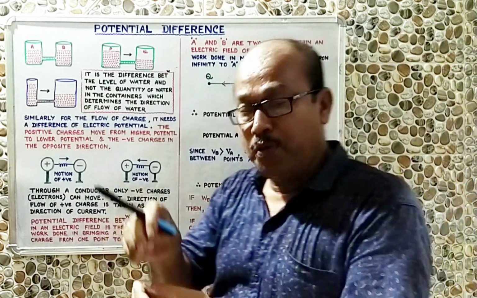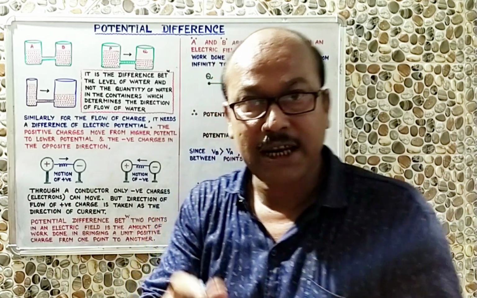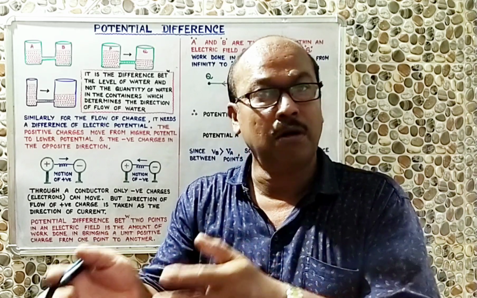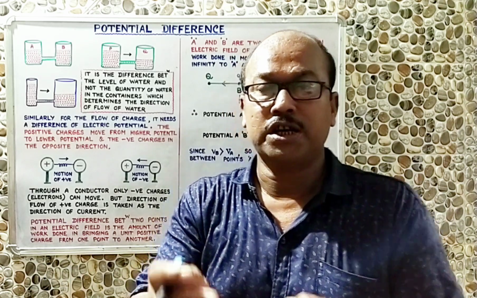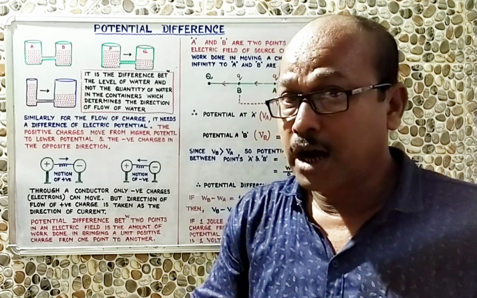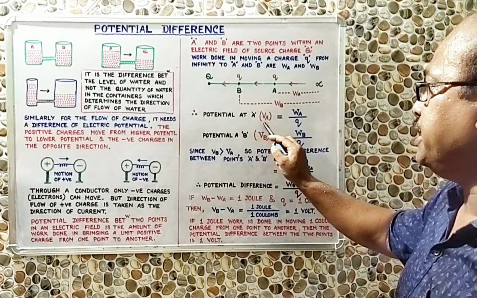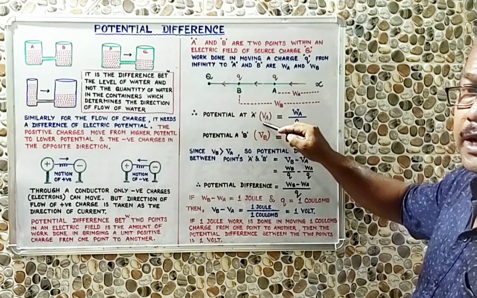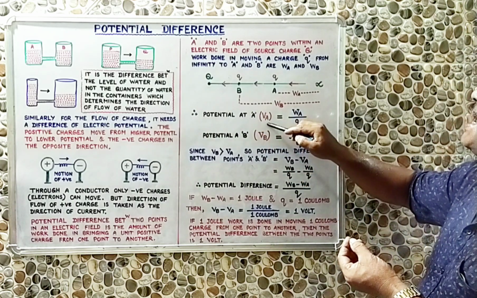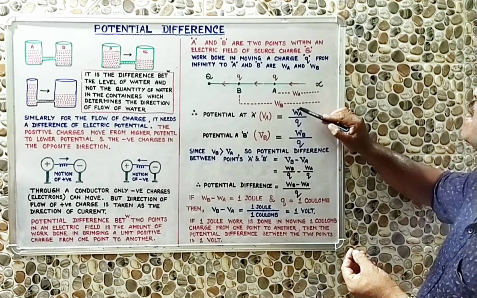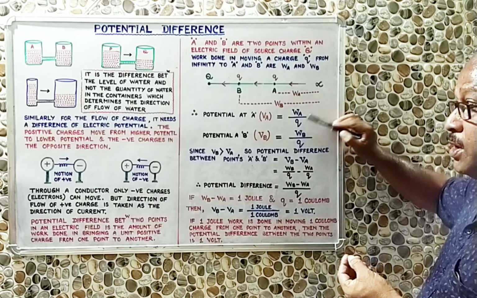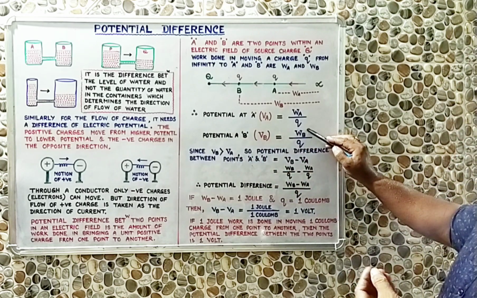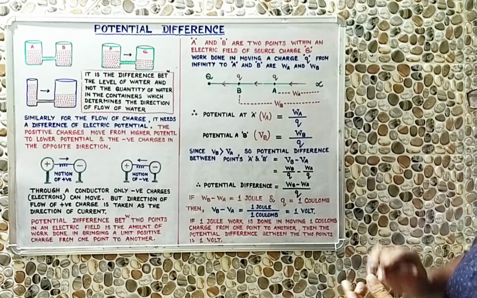Now, work done in moving a charge from infinity to a point is called electric potential, what we call V. So we got in our previous class V is equal to W by Q. Means electric potential is equal to work done divided by charge. Similarly, potential at point A, which we represent as VA, this is the electric potential at A, will be W by Q, that is work done at place A by Q. Similarly, potential at B will be VB, and that is work done at point B, WB by Q.